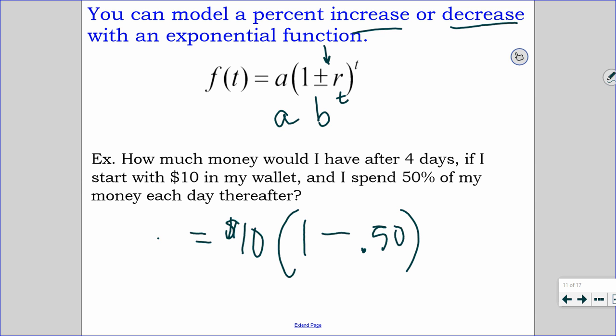If I make it y equals that to the t, that would be an equation that I could make for however many days that I want. But I want to know 4 days. So I'm going to take 4 and plug it into my t. You guys do that in your calculator. See what you get.